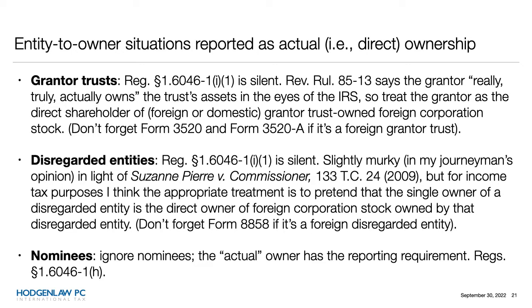Interestingly, nominees are called out in the regs for Section 6046 for Category 2 and Category 3 filing requirement. So ignore nominees and treat the actual owner, the principal, in the principal agent sort of situation, as the true owner of the stock and report it accordingly.